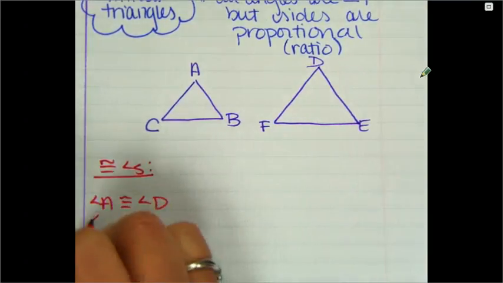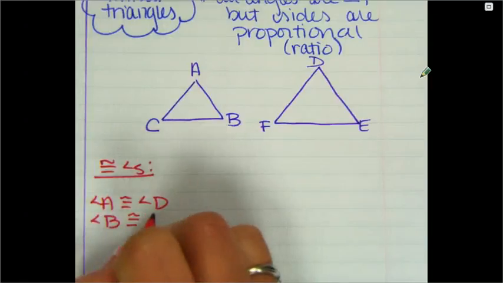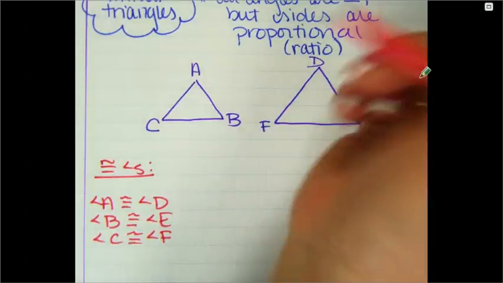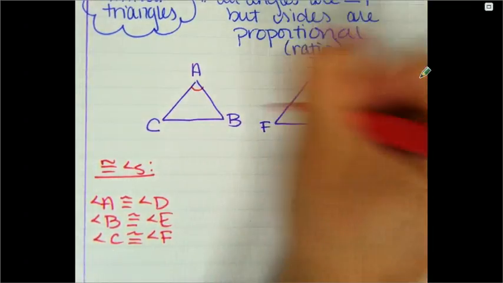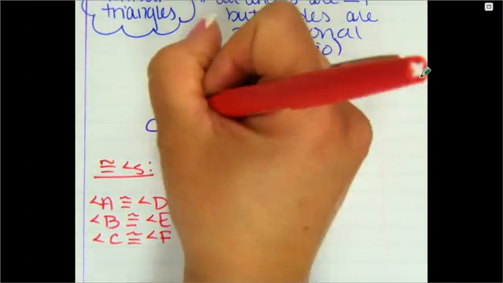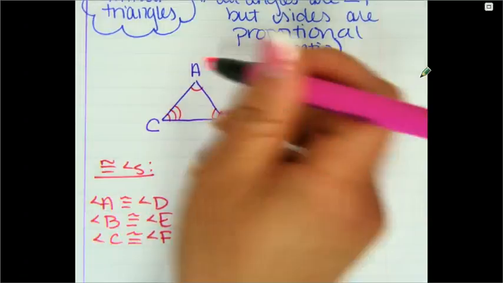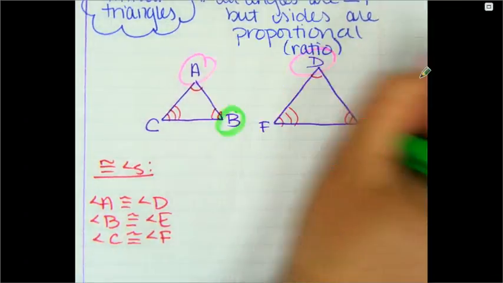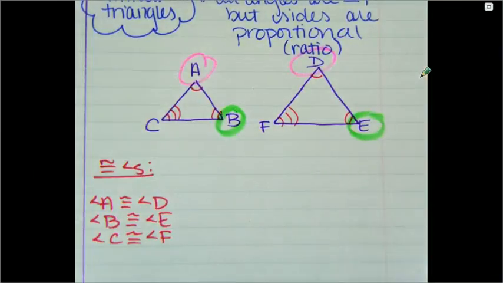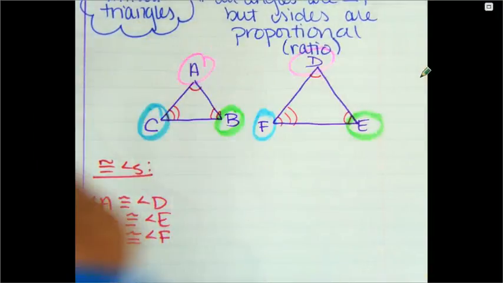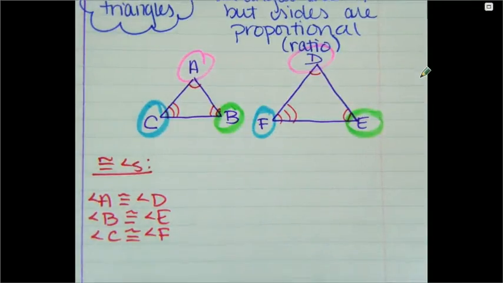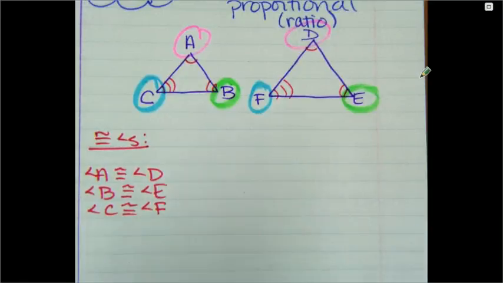Good. And angle B, sorry, is going to be congruent to angle? And angle C is congruent to angle? Good. Congruent, congruent, congruent. And 1, 2, 3, 1, 2, 3. Good? We good? Okay. Now, sides are proportional.